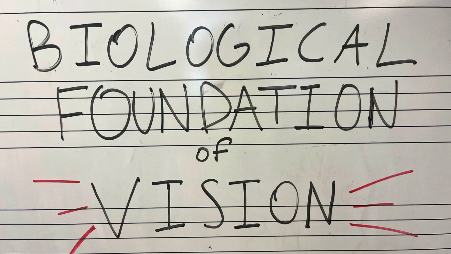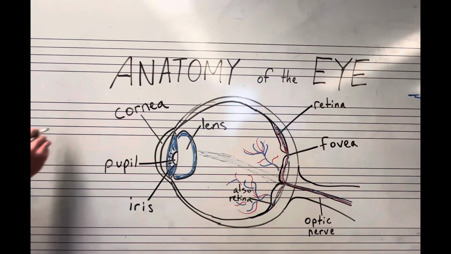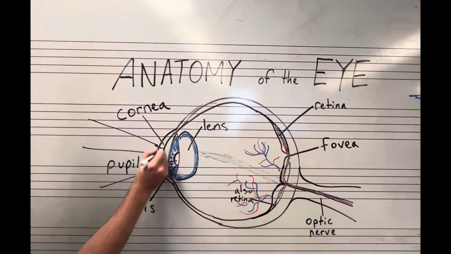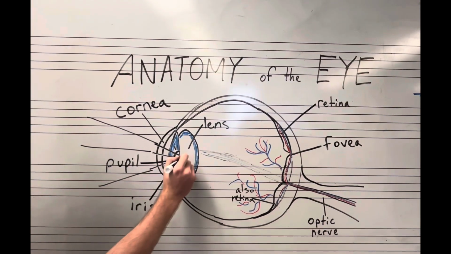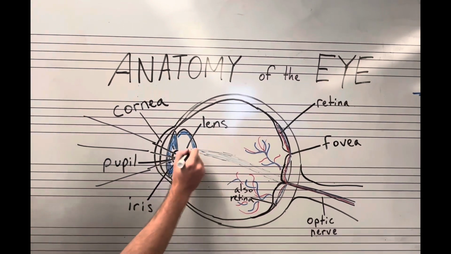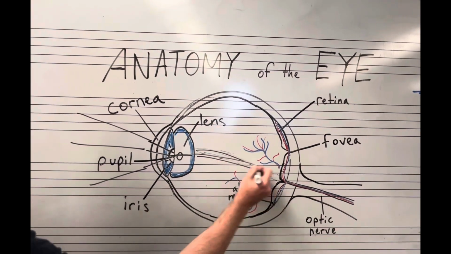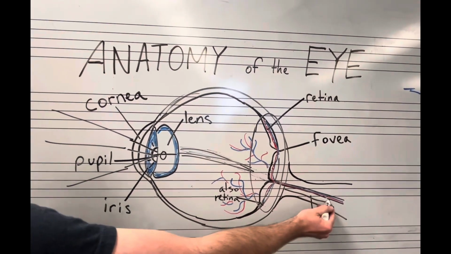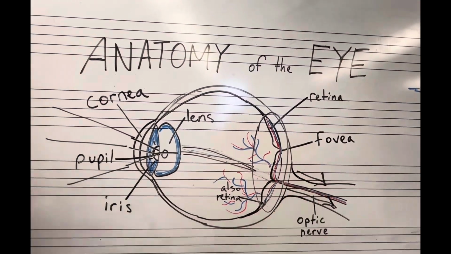Let's discuss the biological foundation of vision. Vision begins with the anatomy of the eye. Light enters the eye through the cornea, which focuses it through the pupil, a small hole controlled by the colorful part of the eye, the iris. From here, the lens focuses it further onto the back of the eye, where the retina and fovea are. It's here at the back of the eyeball where the light energy is converted into an electrical signal that travels out of the eye via the optic nerve.